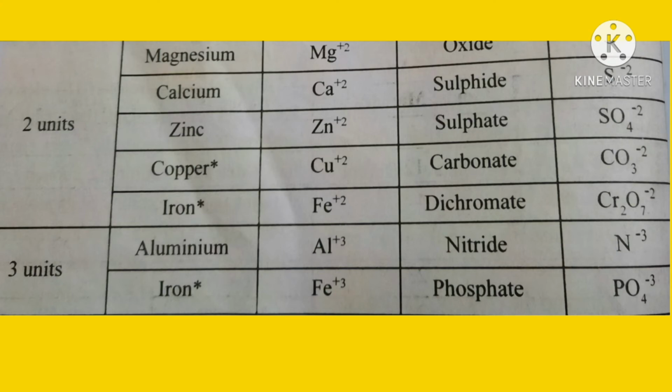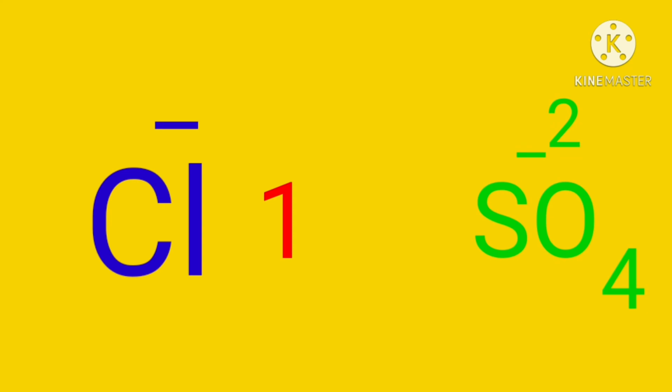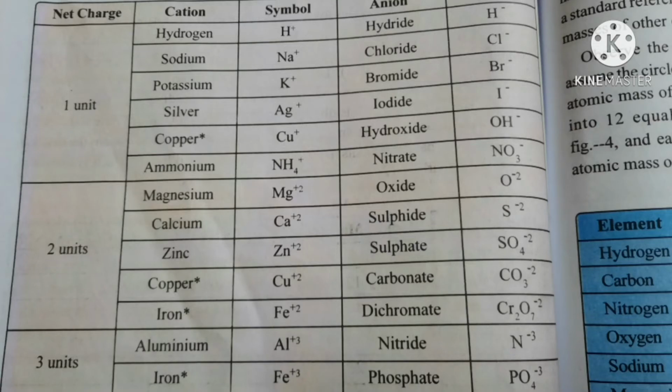Valency of an ion is equal to the magnitude of its charge. For example, valency of chloride ion, Cl⁻, is 1. Valency of sulfate ion, SO4²⁻, is 2. Now refer to the table and try to write the valencies of some other ions. Children, try to remember all these common, simple and polyatomic ions.